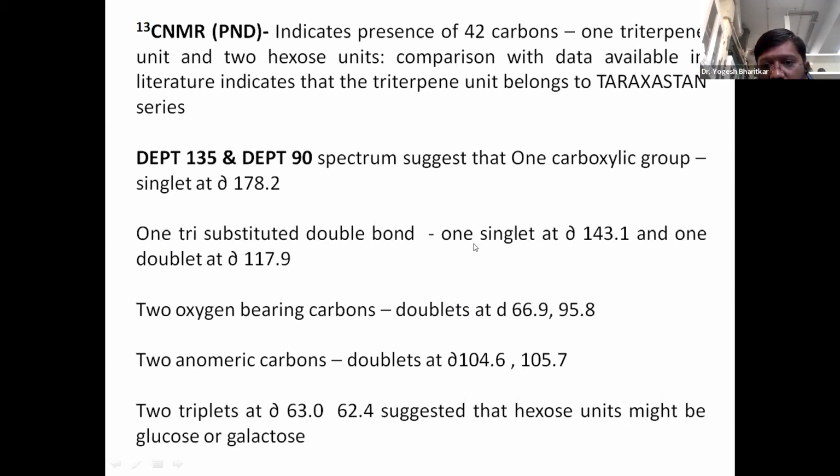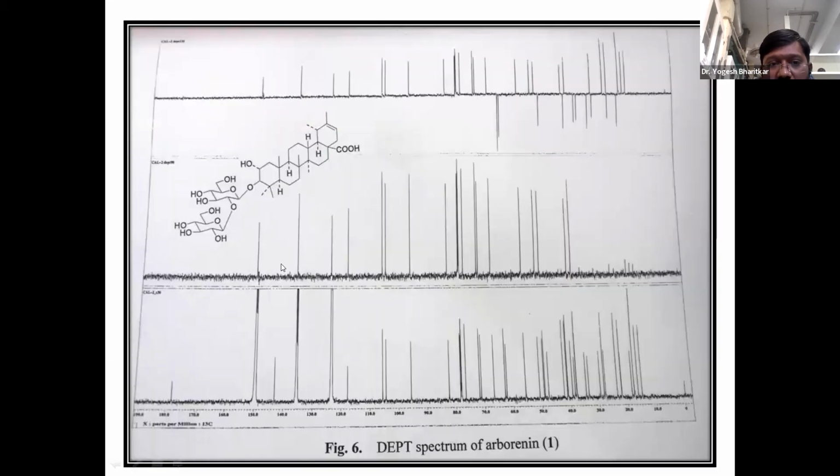For this one double bond we get 143 and 117. So for the double bond, one signal is for CH and the other signal is for the carbon with no attached proton. We can also see the exact chemical shift of each carbon of the double bond in the molecule.